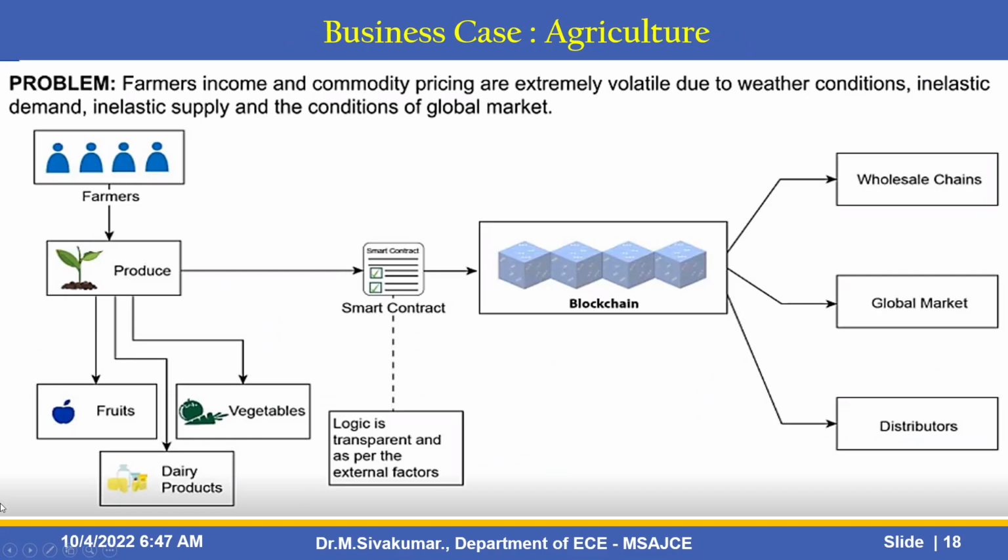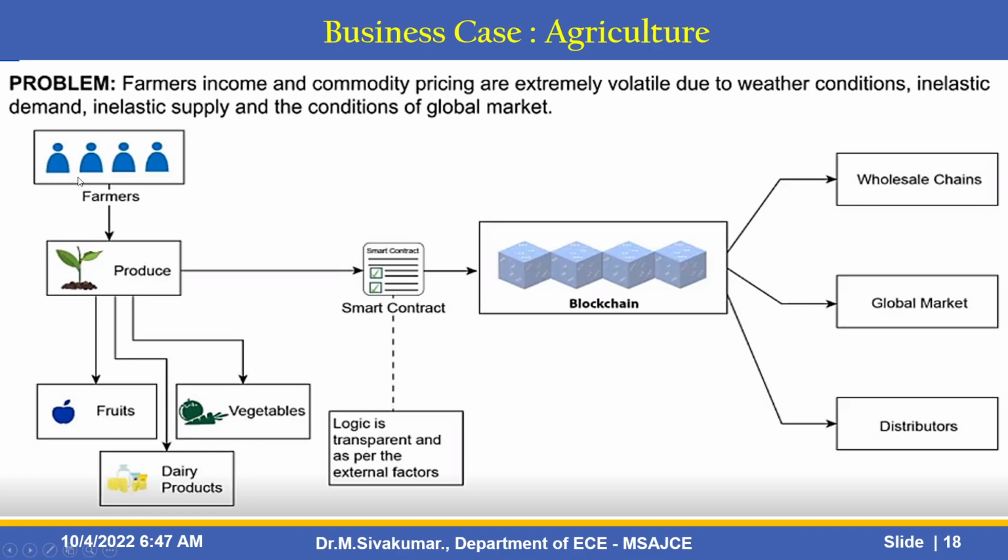The problem is that farmers' income and commodity pricing are extremely volatile due to weather conditions, inelastic demand, inelastic supply, and the conditions of the global market. Here is the general architecture of this business case, involving the persons, smart contract, and blockchain. Once a smart contract is designed, we can add it into a blockchain. The information is immutable and unaltered; it can't be changed. Once you define the agreement or smart contract, no one can hack or alter the system or shut it down.